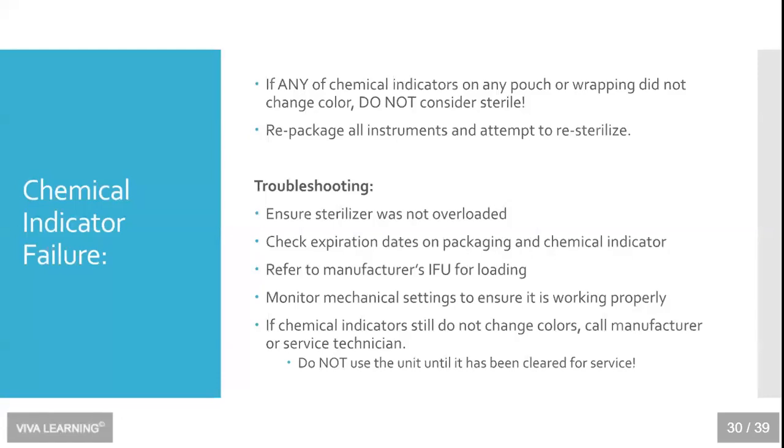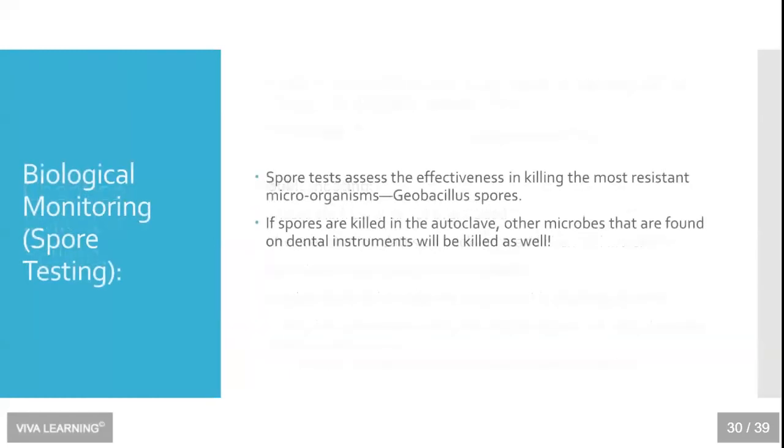Look at the expiration dates on all of the packaging and chemical indicators. The containers for the chemical indicators will have an expiration date on them. Keep that in mind as well. Refer to the manufacturer's instructions for loading the sterilizer. Look at your mechanical monitoring settings to make sure it's working properly. If the chemical indicators still don't change color, call the manufacturer or a service technician, and don't use the sterilizer until it's been cleared for service.